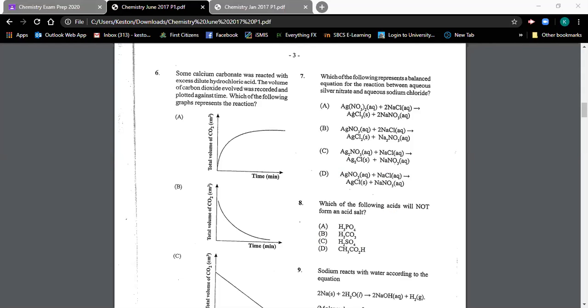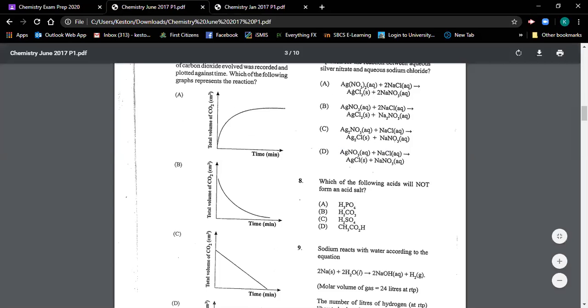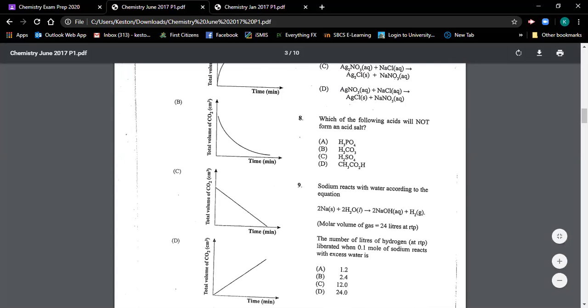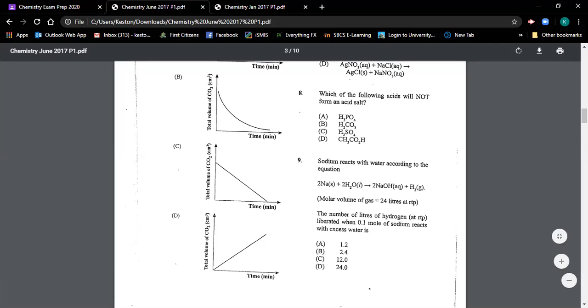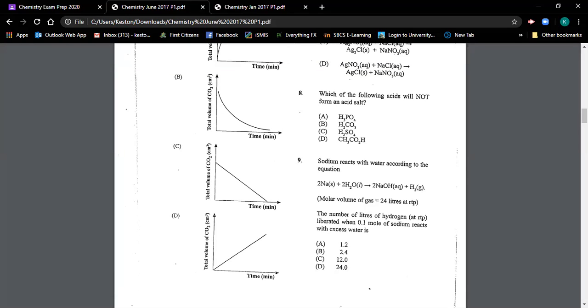Nice. Moving on. 9. Sodium reacts with water according to the equation. They give us the molar volume of the gas. They want to know the number of liters of hydrogen at RTP liberated when 0.1 mole of sodium reacts with excess water. Right, so a bit of stoichiometry here. All right, any other answers? So let's look at it, right?